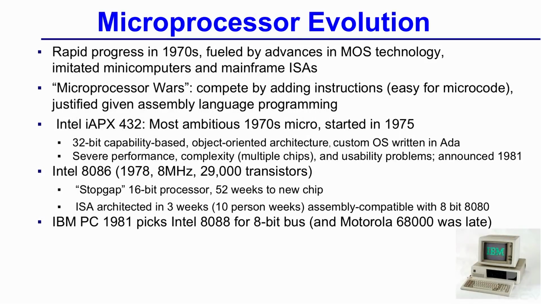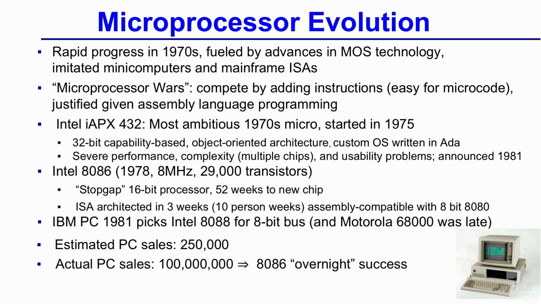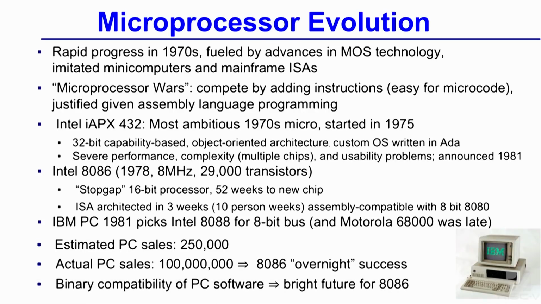They loved the 68000 as a relatively elegant instruction set, a lot like the 360 instruction set, but it was late. So they went with an 8-bit version of the 8086. But that wasn't that big a deal. People weren't that excited because IBM thought they would sell 250,000 over 5 years. You know, not that many. But they were wrong. They sold 100 million instead. And so the 8086 suddenly became an overnight success because it is binary compatible with PC software, which was going to dominate the next few decades.